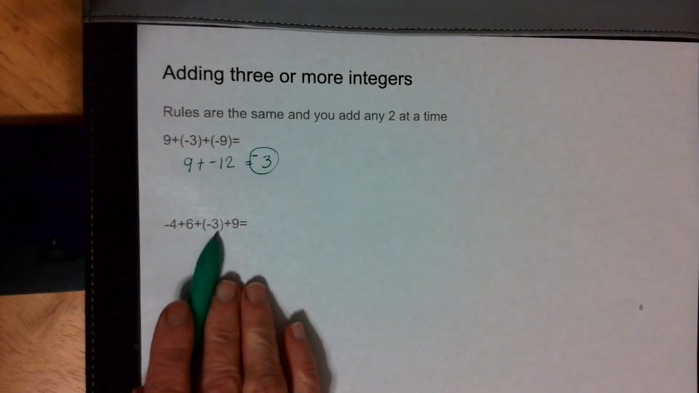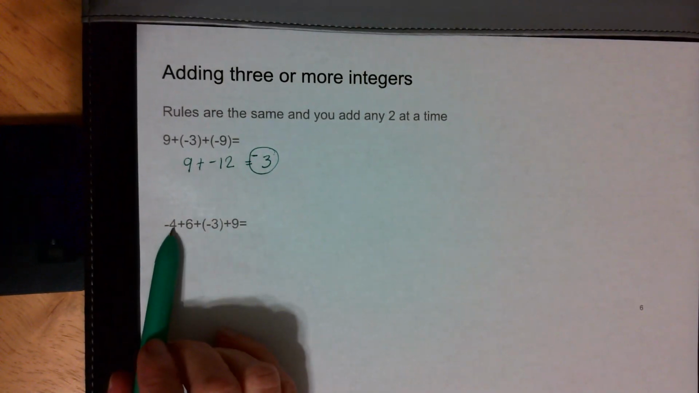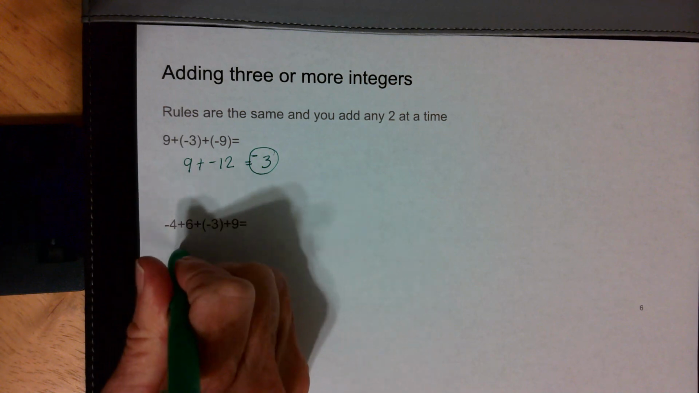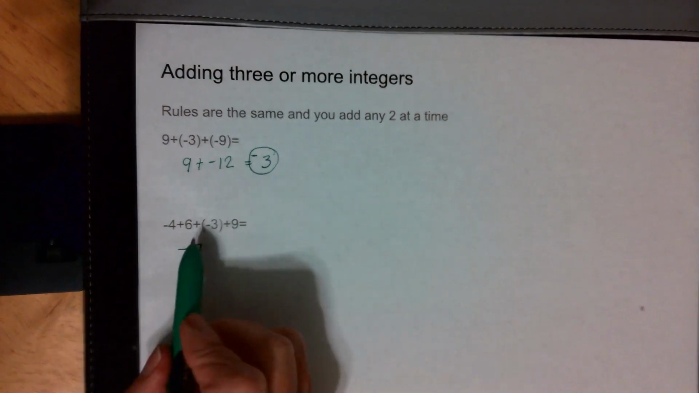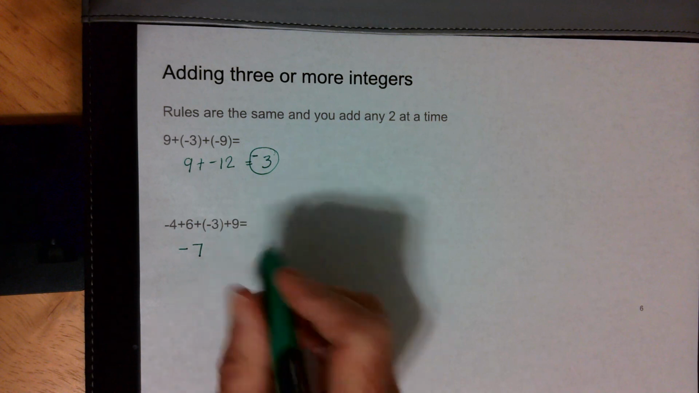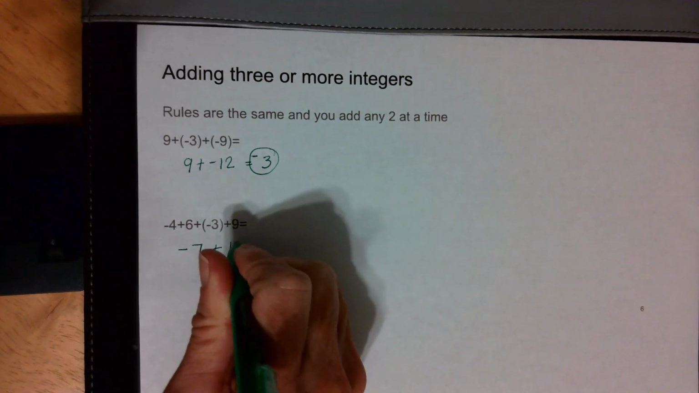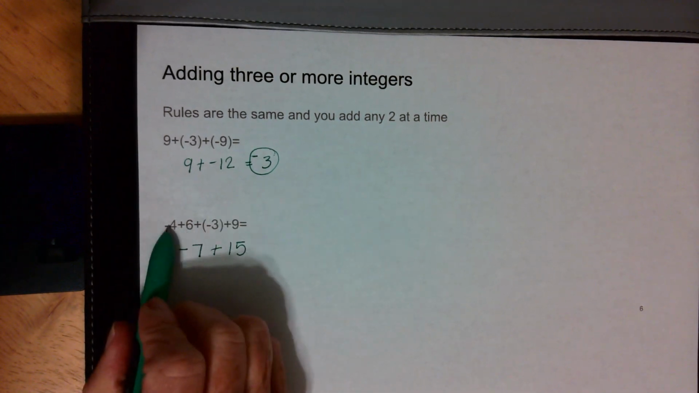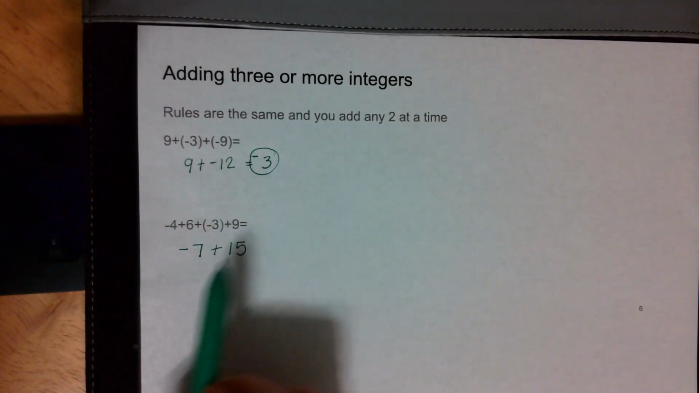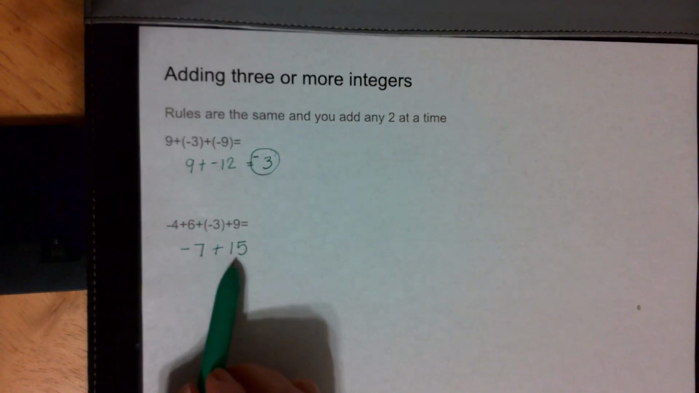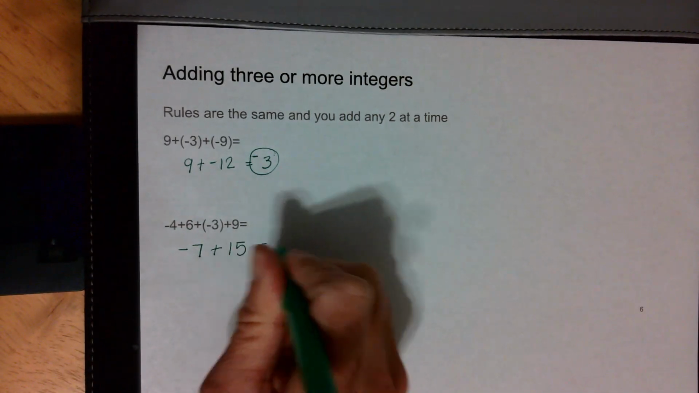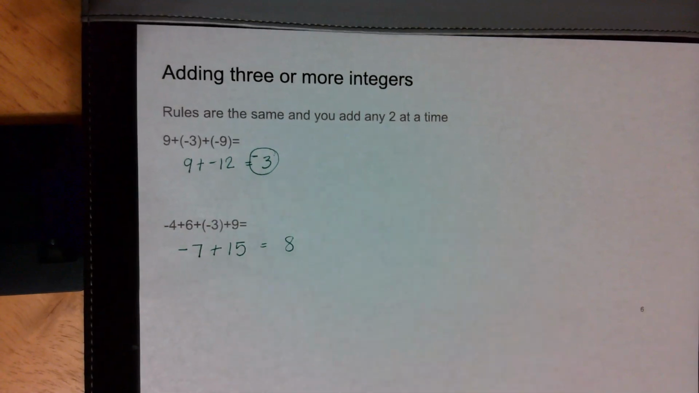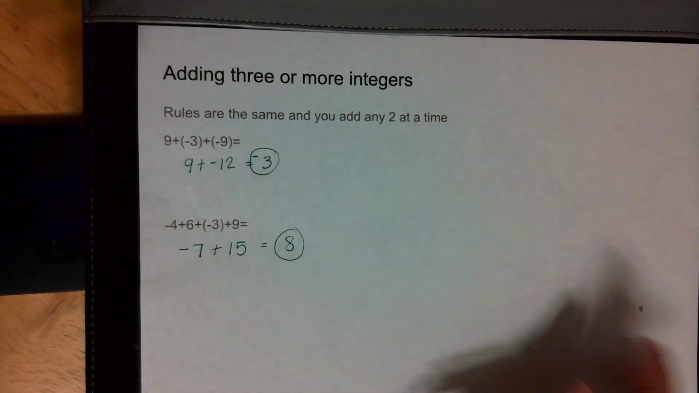Down here, I could add the ones that match. So I have a -4 plus a -3, which is going to give me a -7. And I have a 6 plus 9, which is going to give me a 15. So I matched the signs and added those. Now when I have -7 plus 15, I subtract and use the sign of the larger number. So the answer is a +8.